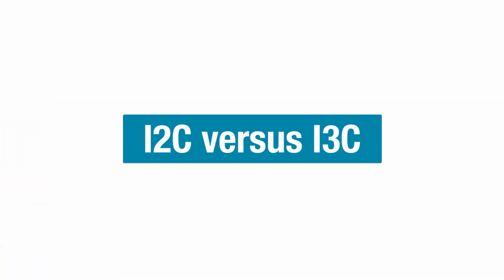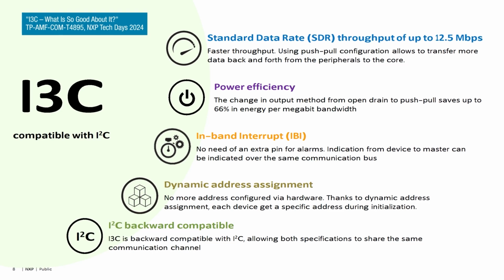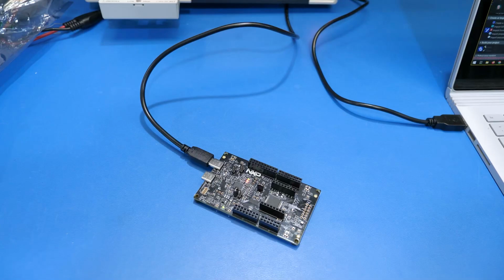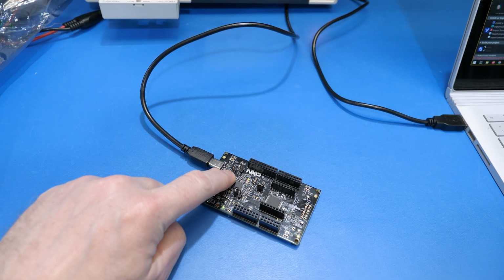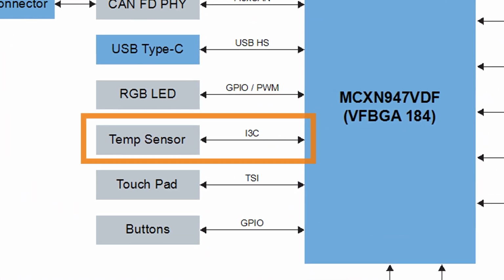Okay, now let's go decode some I3C traffic. A follow-on to the I2C protocol is I3C. It adds a bunch of new features and is backward compatible. Turns out, PicoScope 7 is the only oscilloscope I have with an I3C decoder. Previously, I looked at the MCX N947 Freedom board from NXP. This board has a temperature sensor which communicates using I3C.